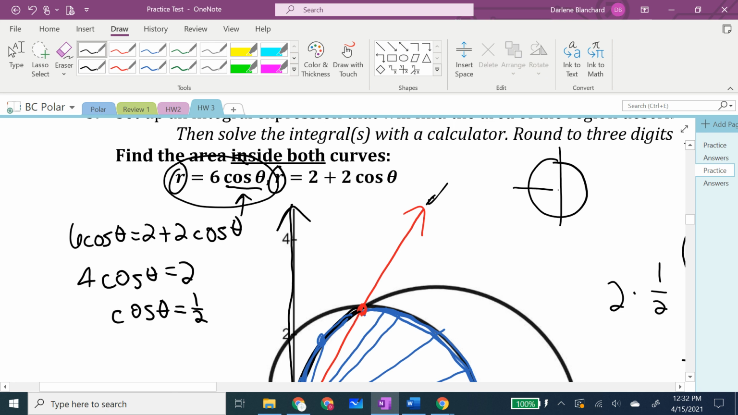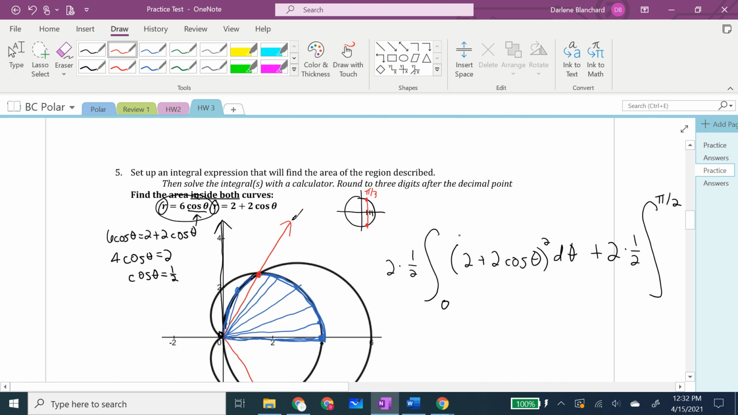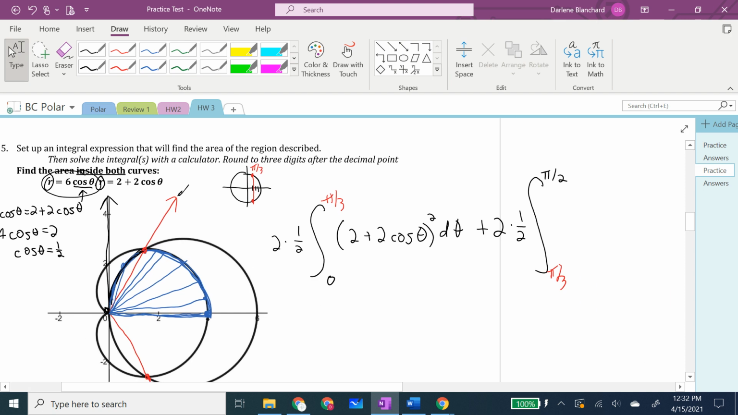So I think about the unit circle, cosine x coordinate, 1/2 will take me to the angles pi over 3, or negative pi over 3, but we're just looking at pi over 3. So inside both, you have to set up 2 integrals and add them together, and be always aware of who is closest to the pole.